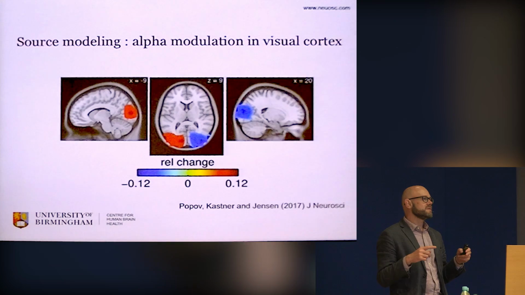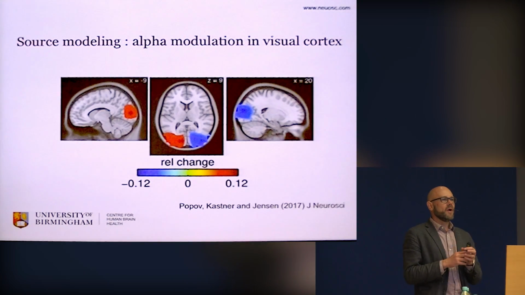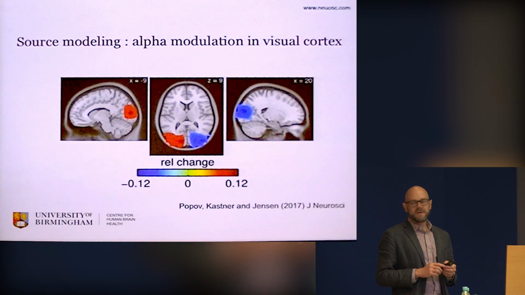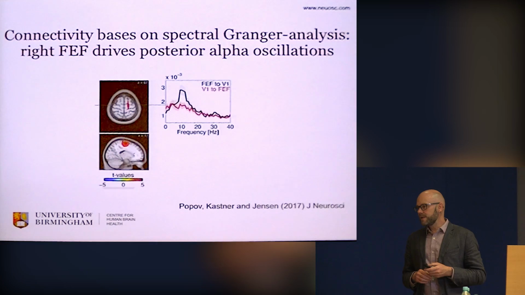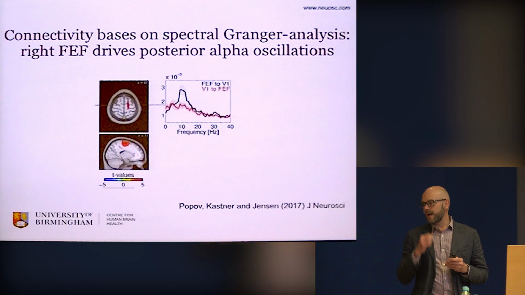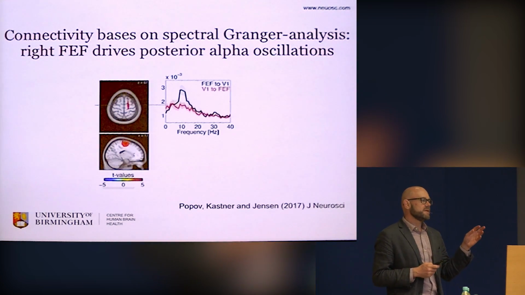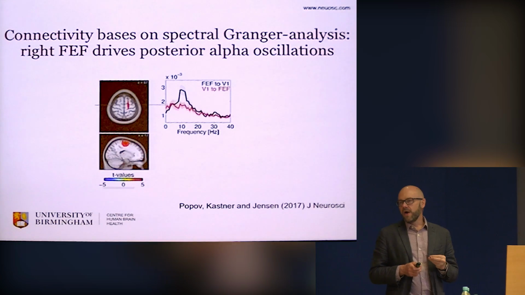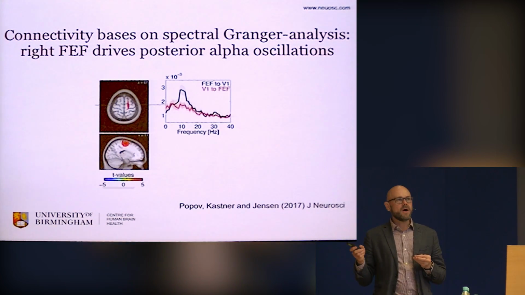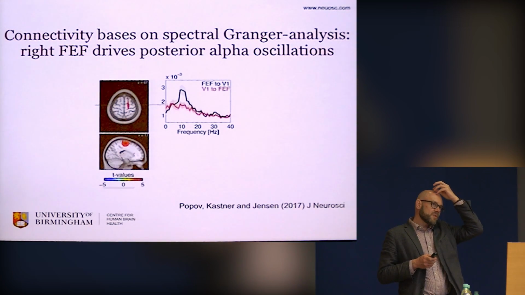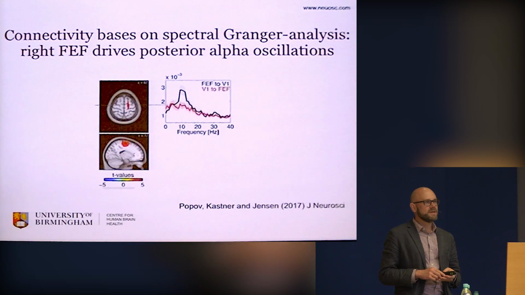You can also do this in the frequency domain, so you can ask what sort of regions are involved, in this case, in driving the oscillations in the visual cortex. And when we apply this measure, we get a spectra as you see to the right. So what you have to think about is that we identify a target region, meaning visual cortex, and then we go in and ask, in this case, about the frontal eye field, so that's what you see on the MRI plot, the red blob there, that's the right frontal eye field.